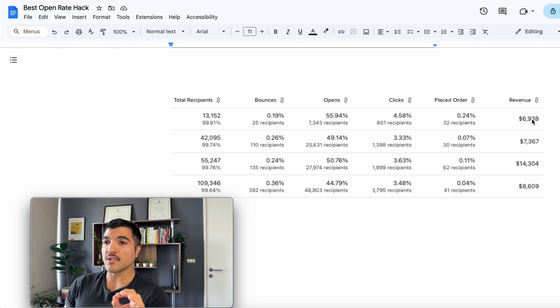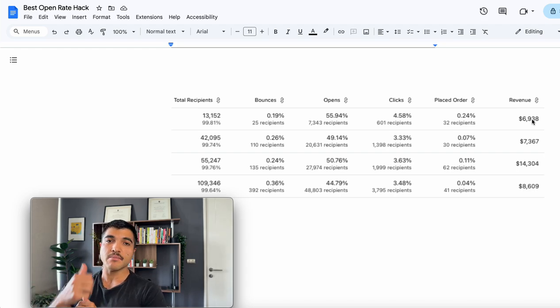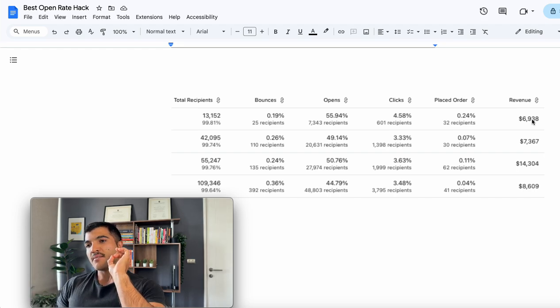each one of these groups. So there wasn't a difference in the actual email. The email was the same. The subject line was the same. The preview text was the same. The copy, the design, everything was the same. What changed was the segment receiving the email.